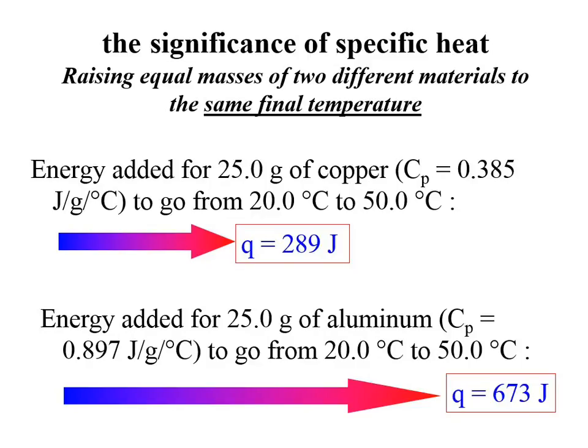So in order to get the same 30-degree temperature swing, we have to zap aluminum with 673 joules versus only 289 joules for the copper. Now, you see the variable Q, and I'll explain Q here in a minute, but Q actually is just a change in thermal energy. So I haven't said what that is yet.